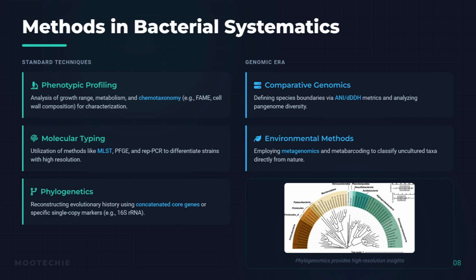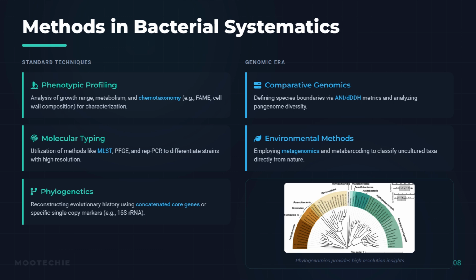Third, phylogenetics involves reconstructing evolutionary history using concatenated core genes or specific markers like the 16S rRNA gene. This is how we build the family trees, using genetic data to map out how bacteria are related over time. Moving into the genomic era, we have comparative genomics. This defines species boundaries via ANI and dDDH metrics and analyzes pangenome diversity. By comparing whole genomes, we can draw clear lines between species and understand the total gene pool of a group.